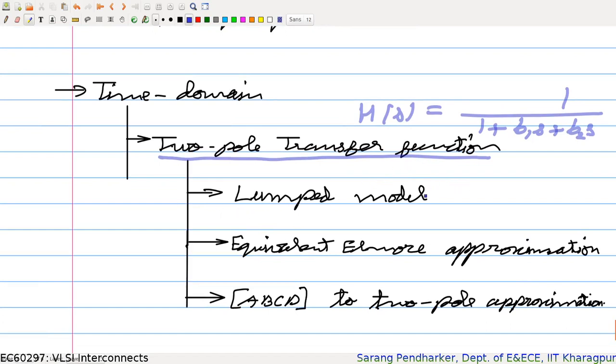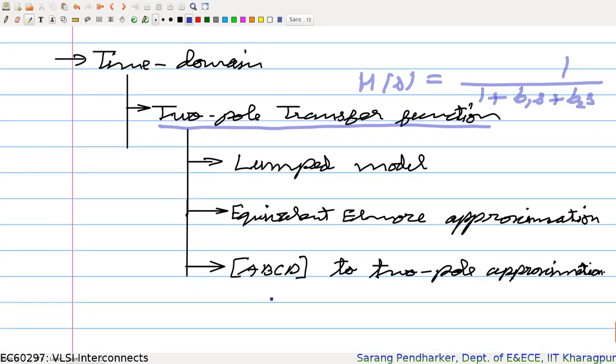For the lumped model, we did an analysis of what would be the conditions for an overshoot to be present, and what would be the implications on the ringing effect and the ripples which are there. And then we saw that there is an equivalent Elmore model which was covered in lecture 14, and in this lecture we saw how to get a two-pole approximation from the ABCD parameters. So this completes the theoretical part of this module. In the next lecture, lecture 16, we will be looking at the SPICE simulation of RLC interconnects.